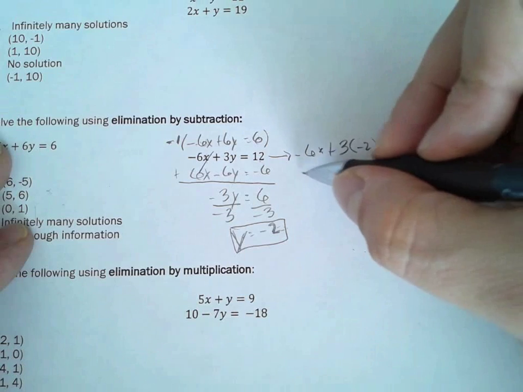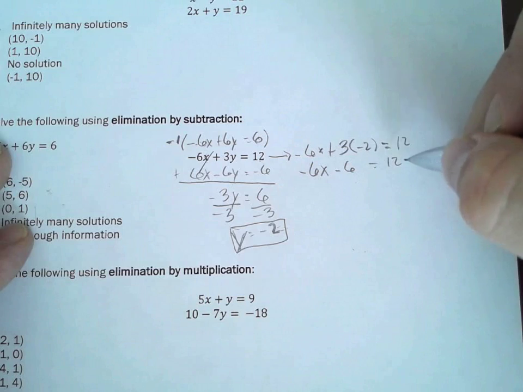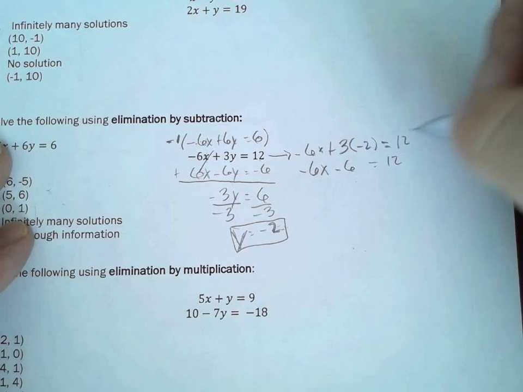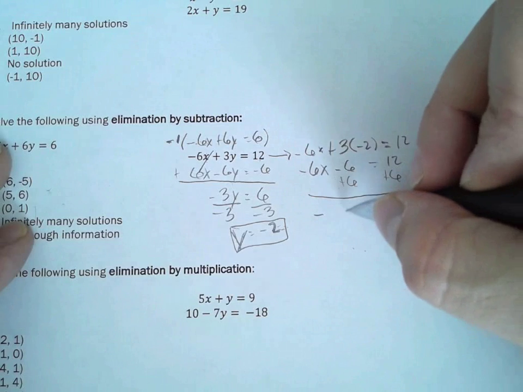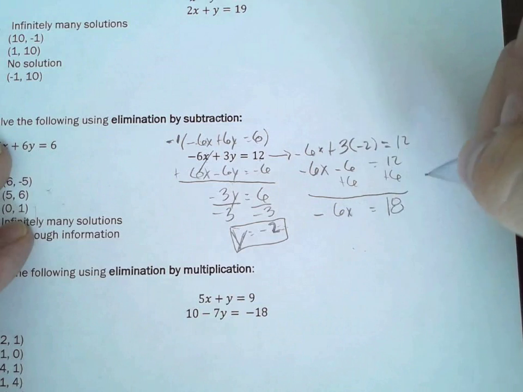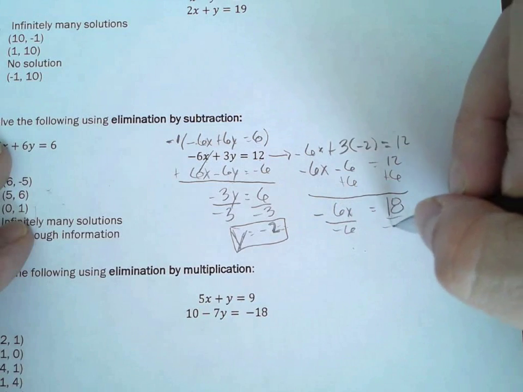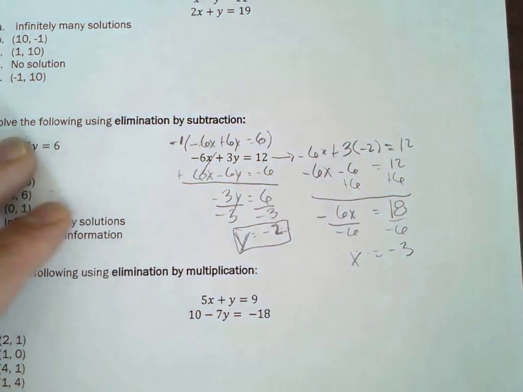So negative 2 equals 12. So negative 6x, 3 times negative 2 is minus 6. And then add the 6. So negative 6x equals 18. Divide by negative 6. X is negative 3. Alright.